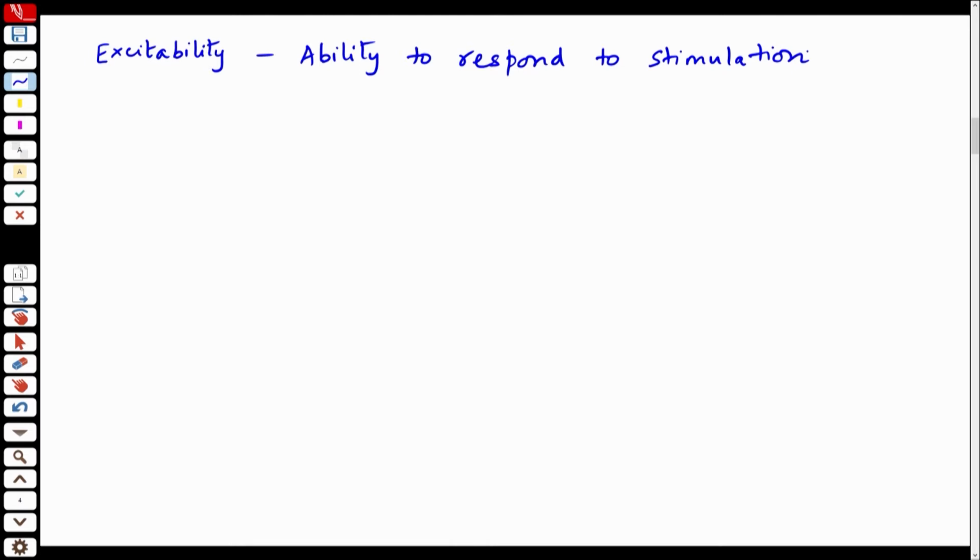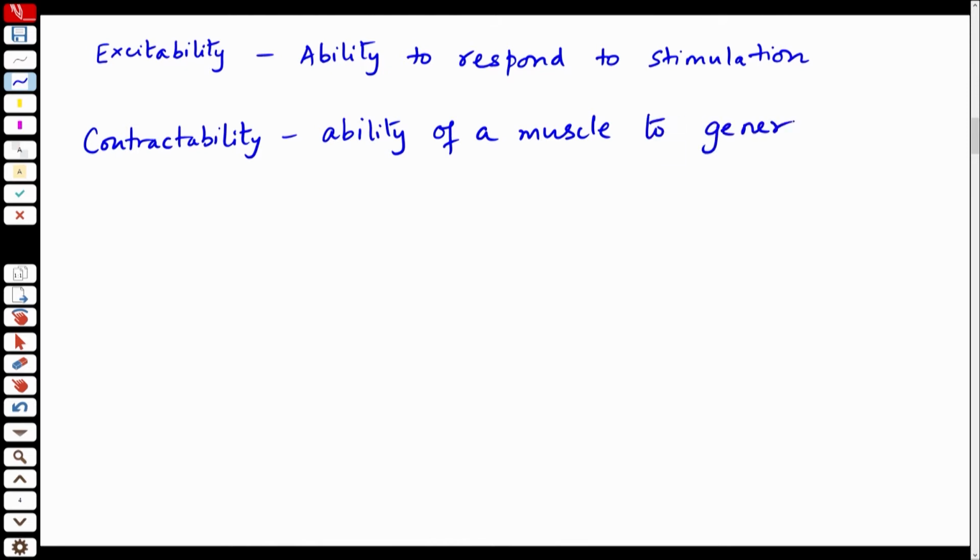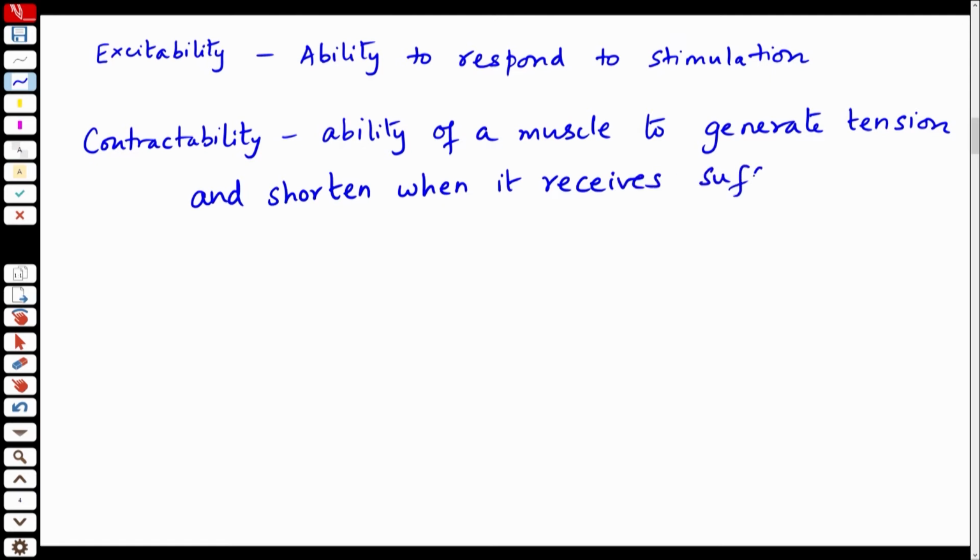So, it enables you to do fine motor control. Now, when you look at contractibility, it is the ability of a muscle to generate tension and shorten when it receives sufficient stimulation.